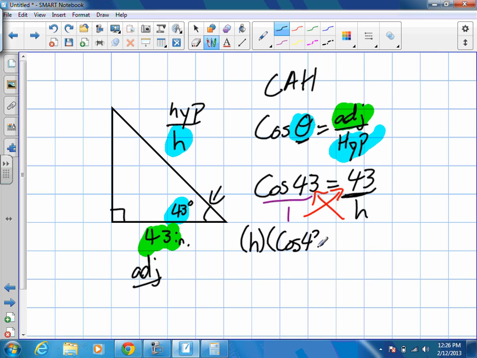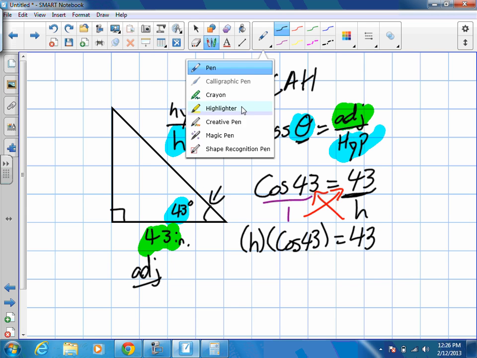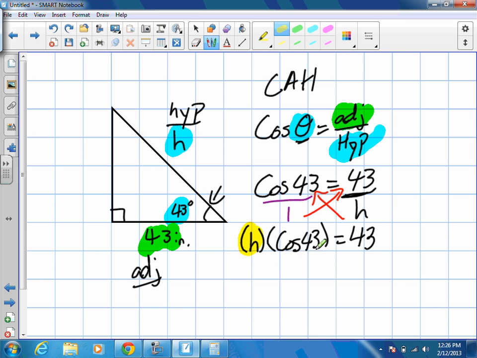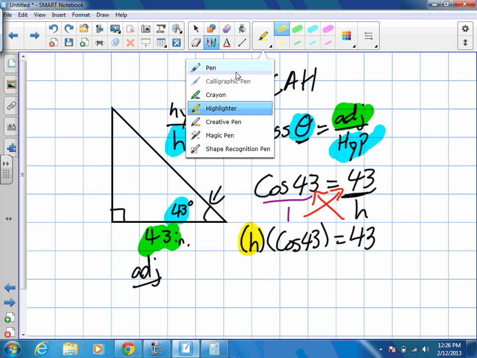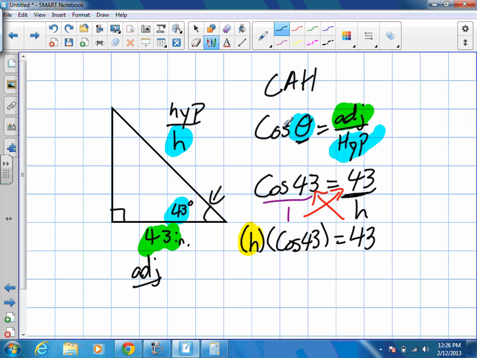And what is 1 times 43? It's just going to be 43. So really nothing else to write there. Now remember, the goal is to get h by itself. Is h by itself right now? No. So how would I move that cos 43 to the other side, Sam? Who knows? Trey. Who can answer this for me? Divide it. We're going to divide by cos 43 because this is h times cos 43.